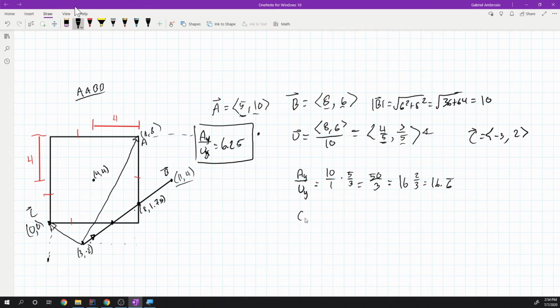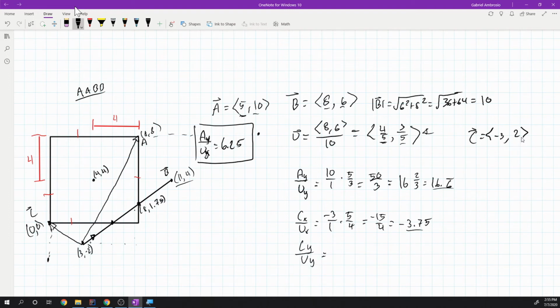Now let's do Cx over Ux real quick, figure out what that is. Cx is negative 3. Divide that by Ux, which is right here. That's 4/5. We'll multiply by 5/4. That's just negative 3 times 5 is negative 15/4, which we can also denote as negative 3.75. Okay? And these numbers might be wrong. I don't know. Okay, let's do Cy over Uy real quick. I'm not good with math on the fly.